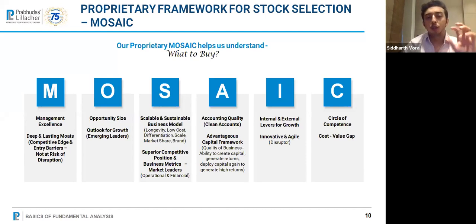O is again to do with opportunity size and outlook for growth. I've explained this to you all before. I'm not going to go into this again. S is for two things: scalable and sustainable business model.